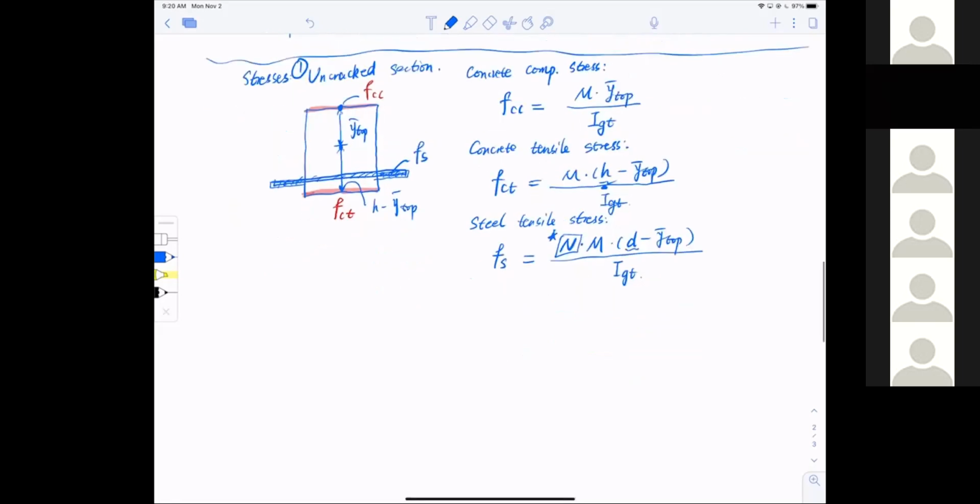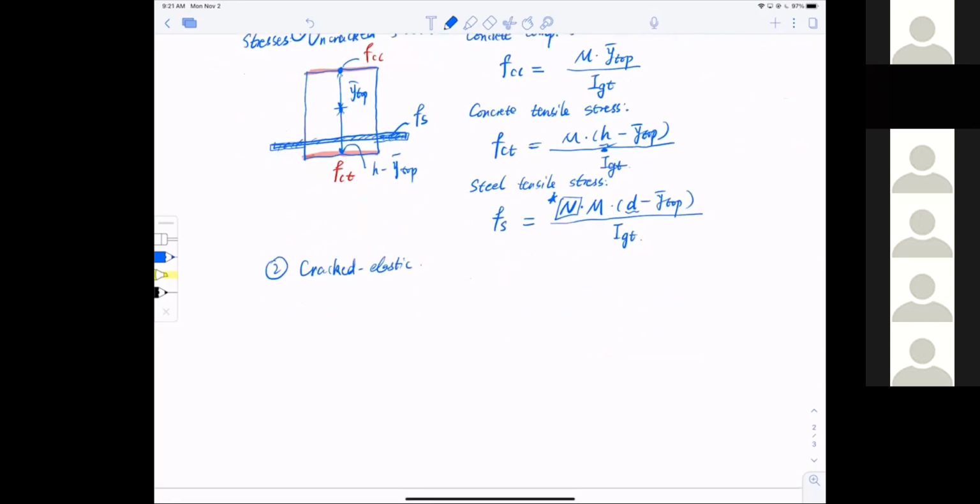Uncracked section. For the cracked elastic section, things are a little bit different. Once it's cracked, we say the concrete on the tension side has completely lost its function. There's no tensile resistance of concrete. So what we have here is this section.